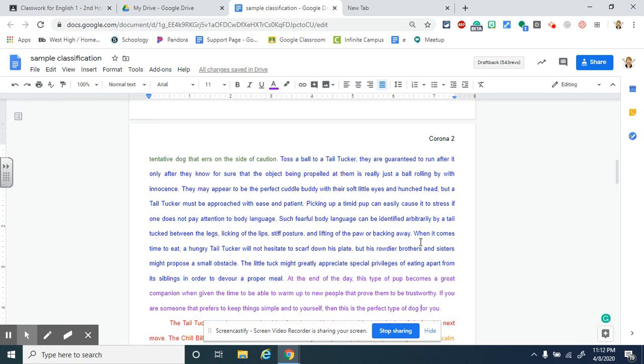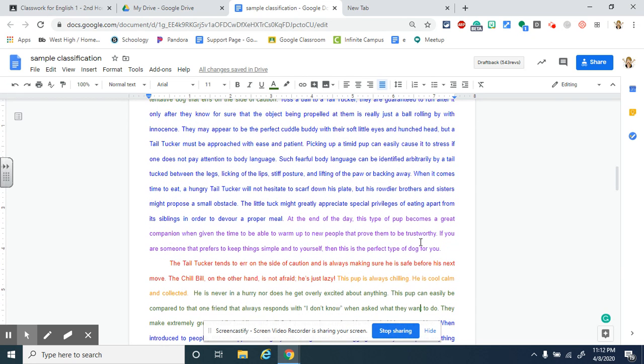When it comes time to eat, a hungry tail tucker will not hesitate to scarf down his plate, but his rowdier brothers and sisters might propose a small obstacle. The little tuck might even greatly appreciate the privilege of eating apart from its siblings in order to devour a proper meal. So I'm illustrating what that puppy's like through examples.